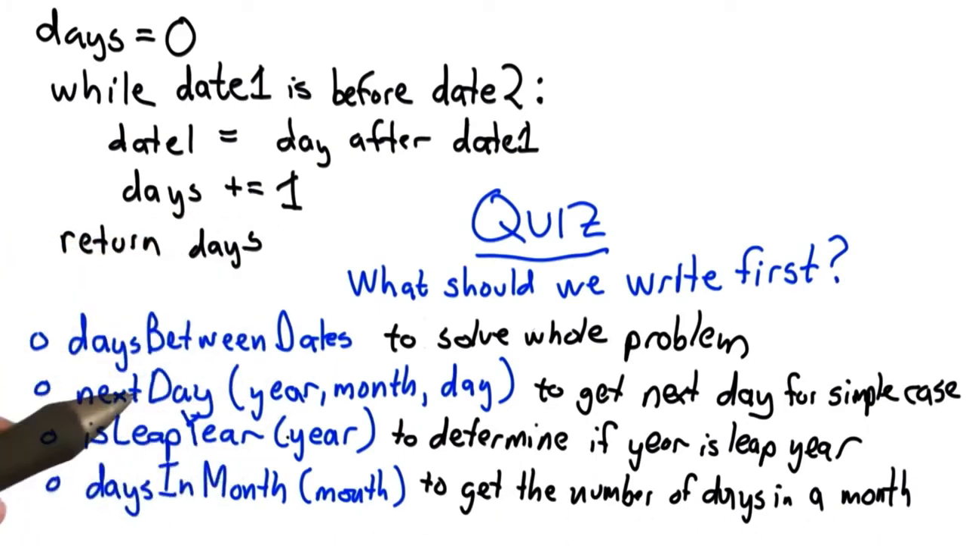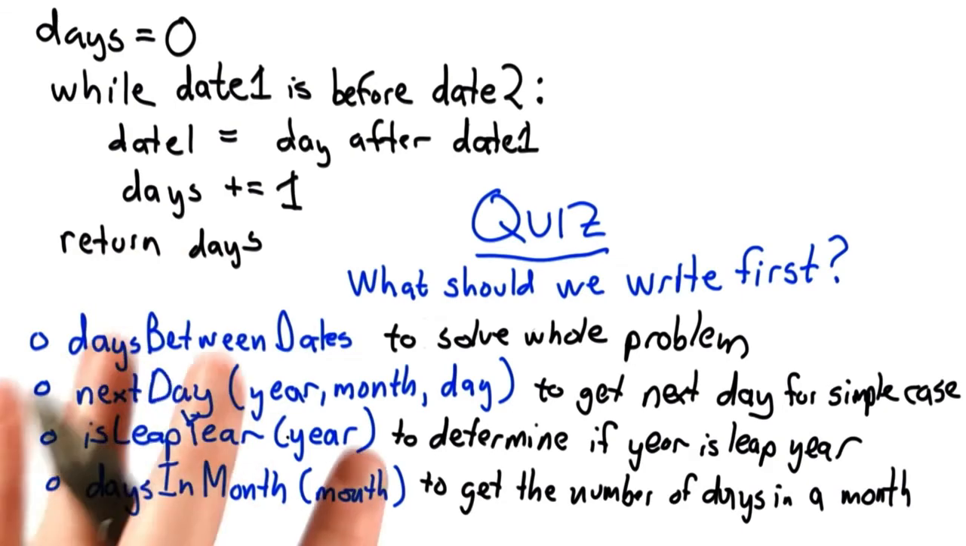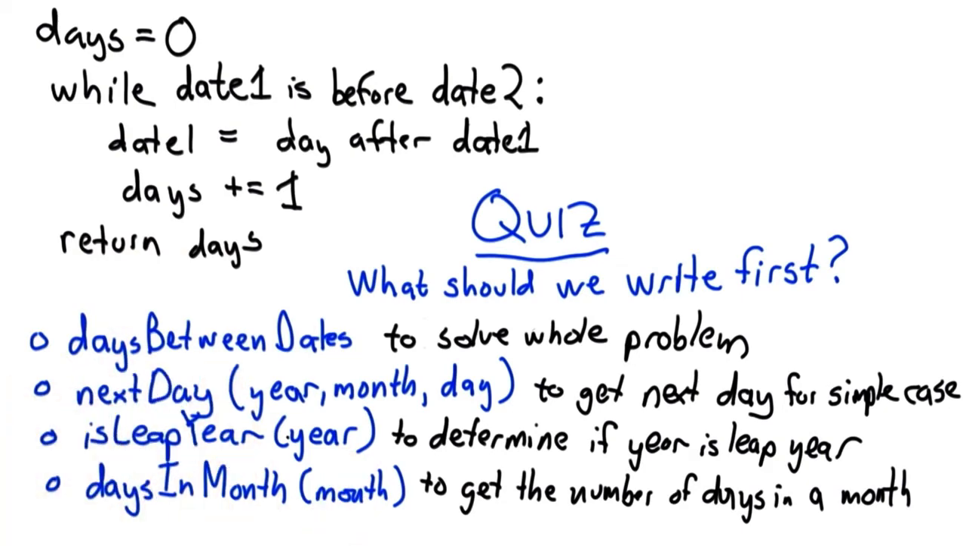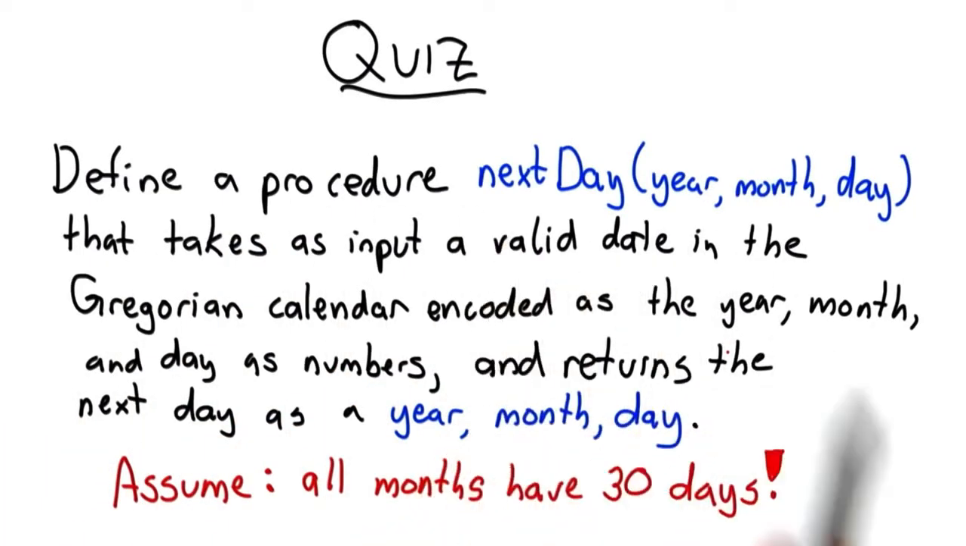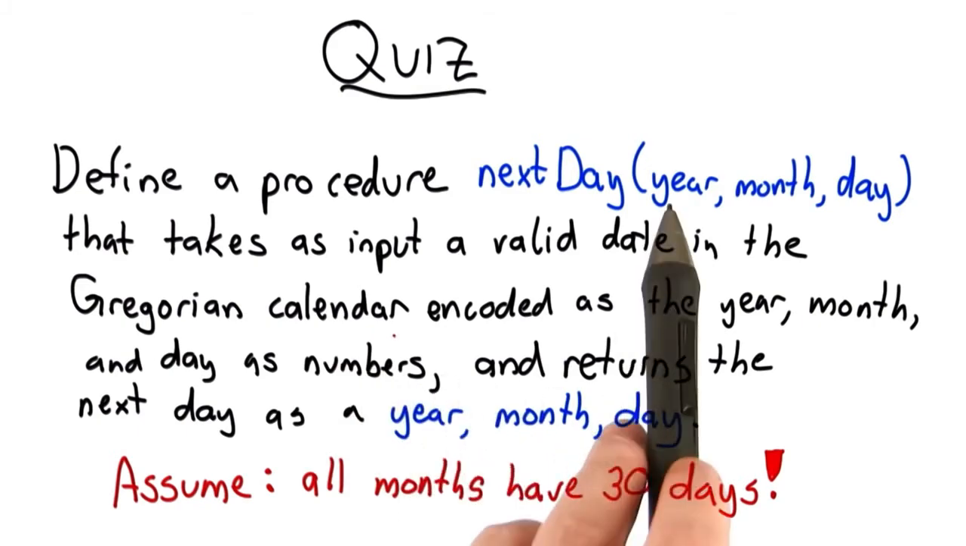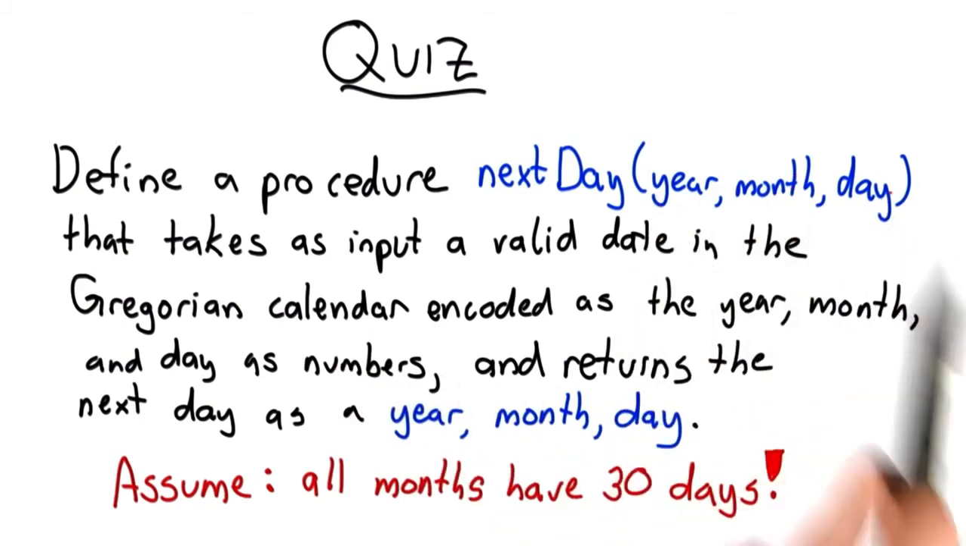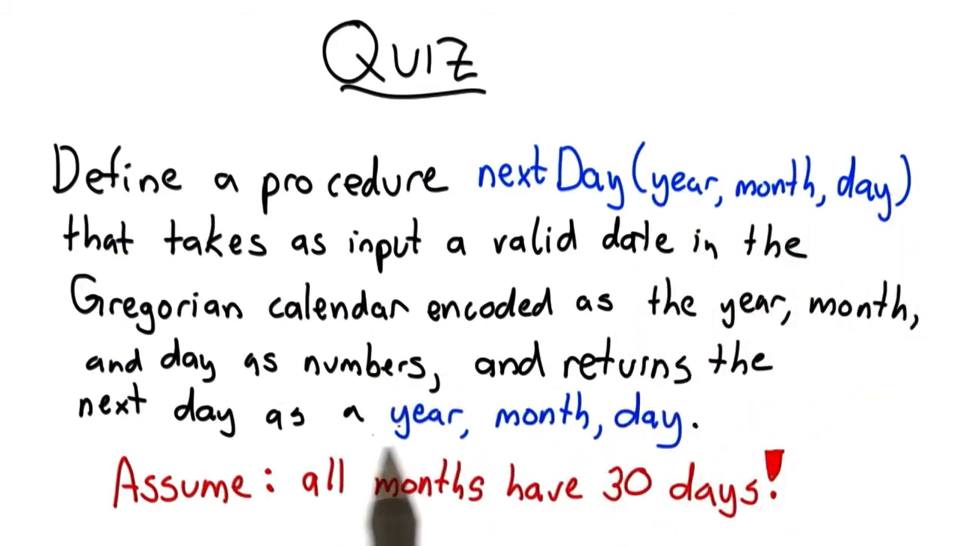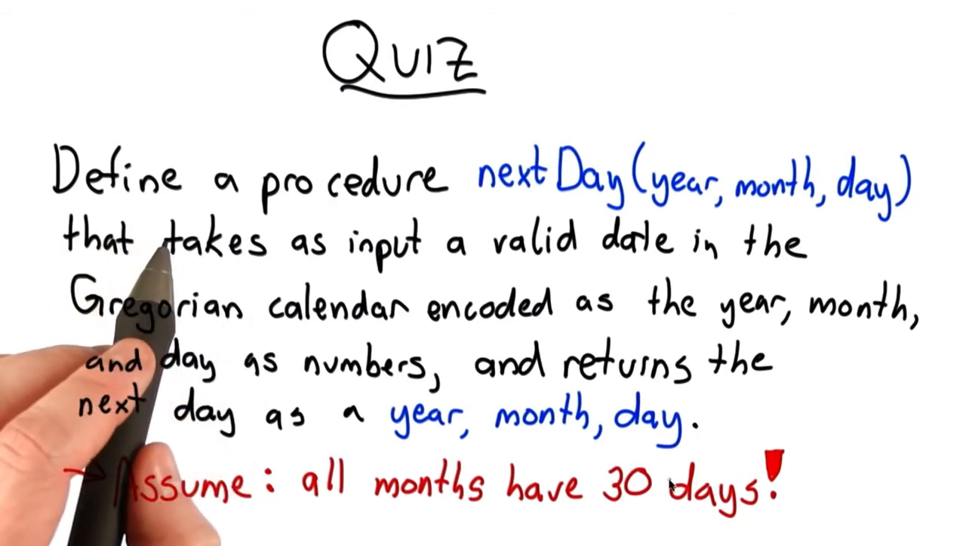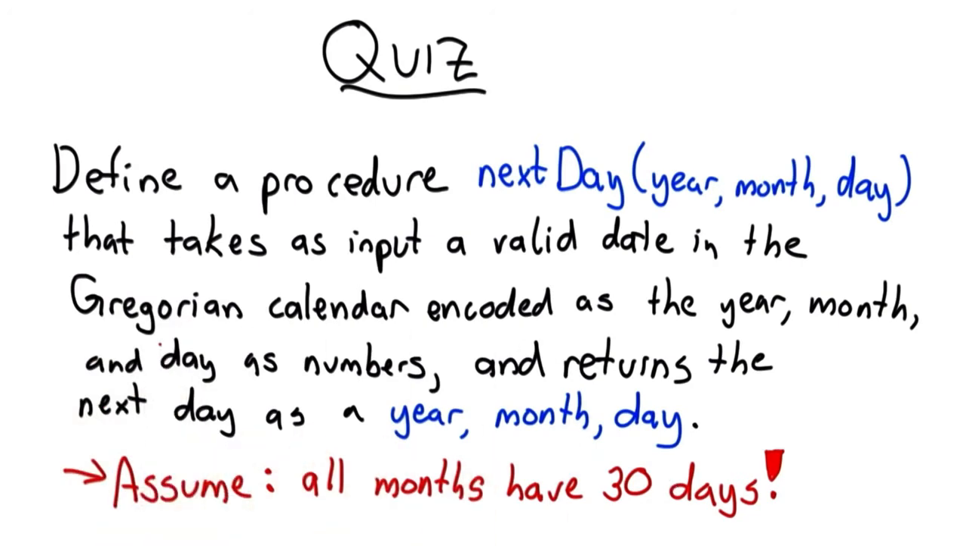This is quite a subjective question. You could certainly make an argument for at least two of these answers, but I want you to try to figure out which one is the best answer. So for the quiz, your goal is to define a next day procedure that takes as input a valid date in the Gregorian calendar, which is encoded as three numbers, the year, the month, and the day, and then returns the next day as a three-tuple of the year, the month, and the day. And to keep this simple, you should assume that all months have 30 days. This, of course, will not be correct in some cases, but will be a good start towards solving the problem.